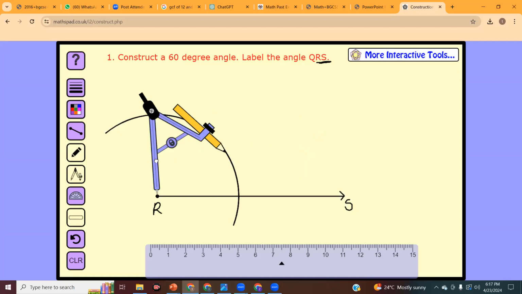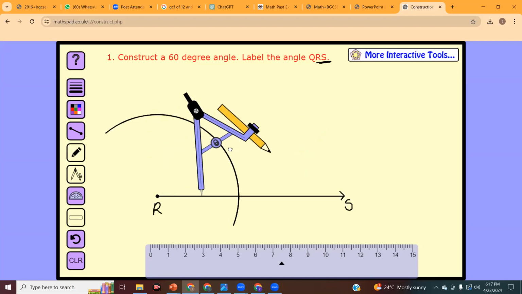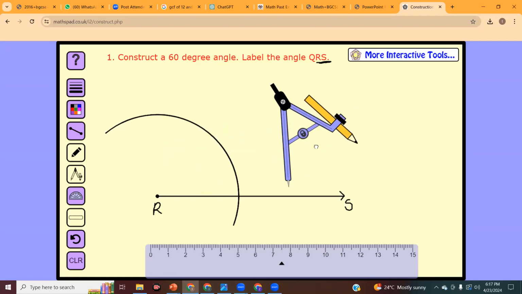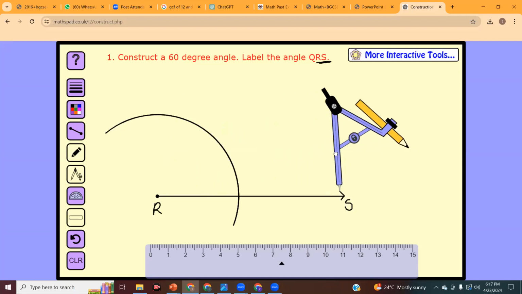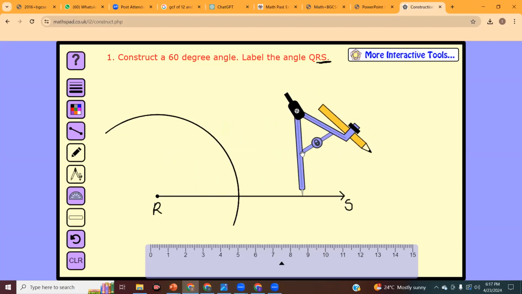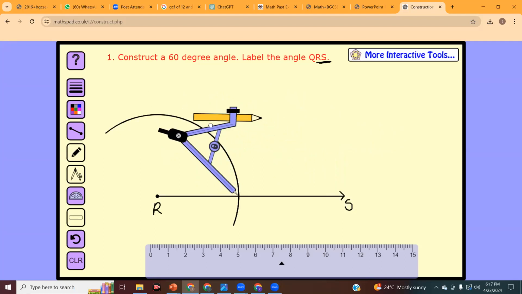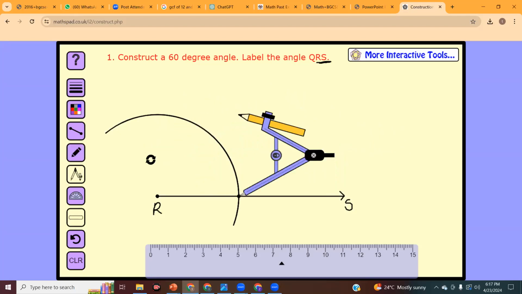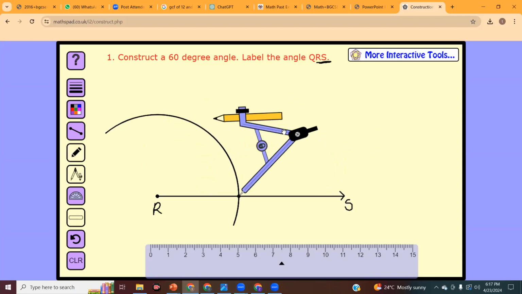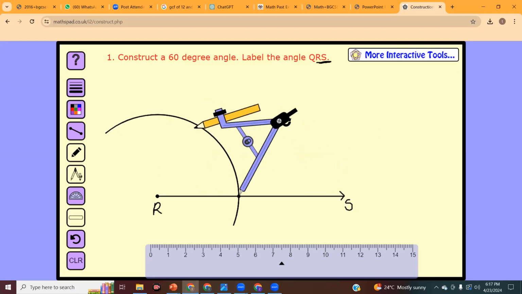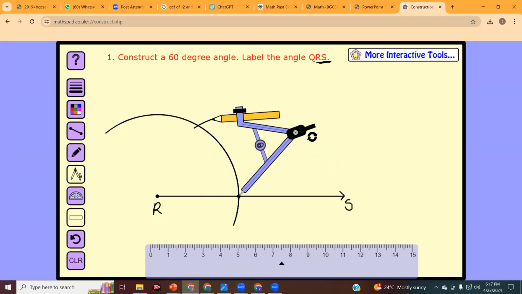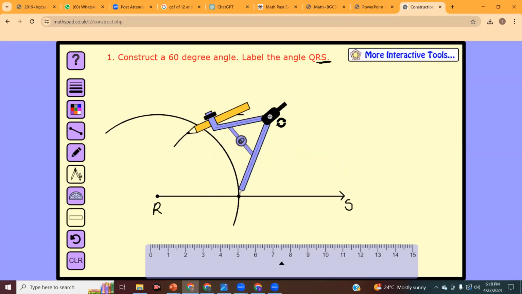Are we going to put it here, in the middle, or at S? Where are we going to put the compass? In the middle. In the middle, very good. And so we're going to draw an arc, like so. There we go. Oh, this is much better. The arc is going to intersect this first one, just like that.